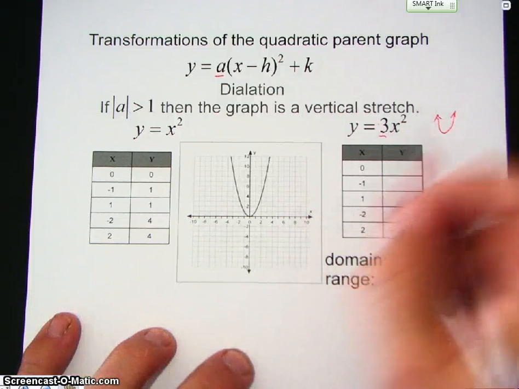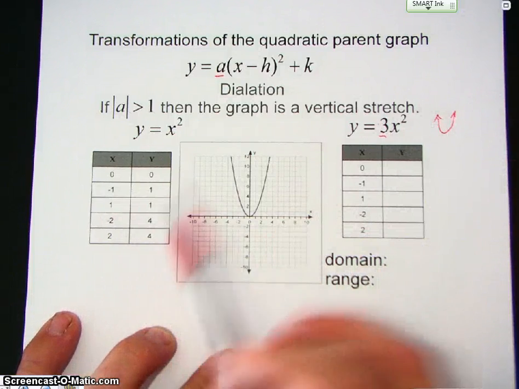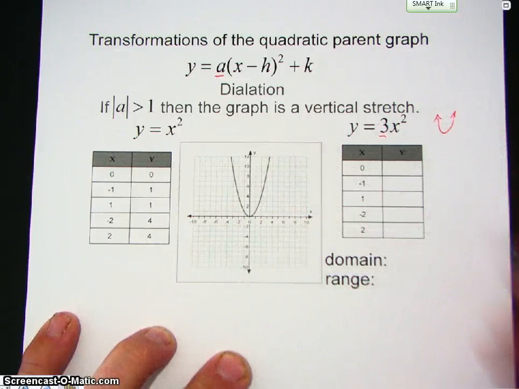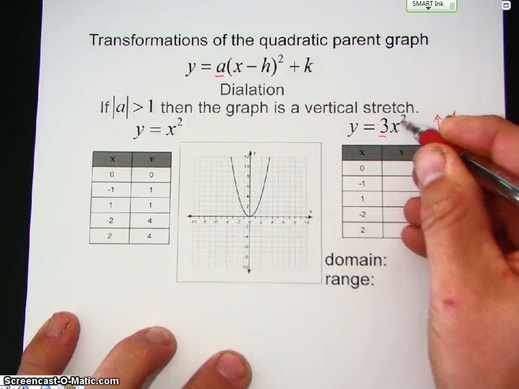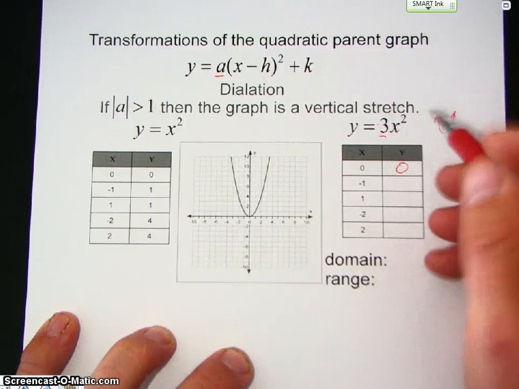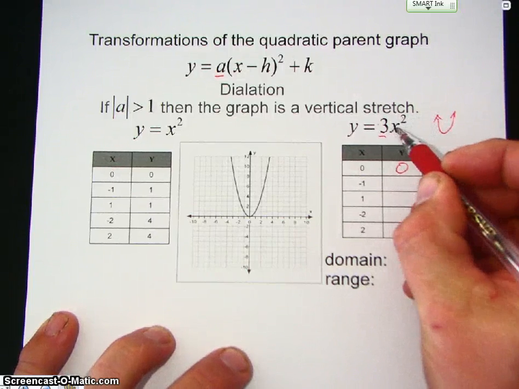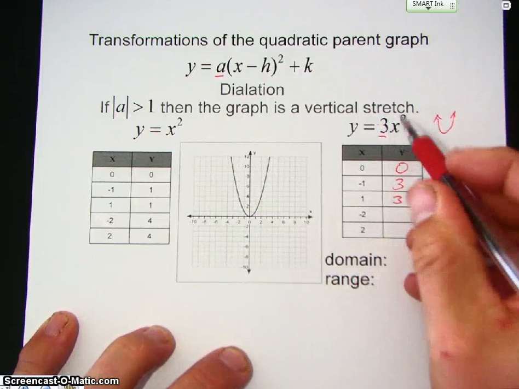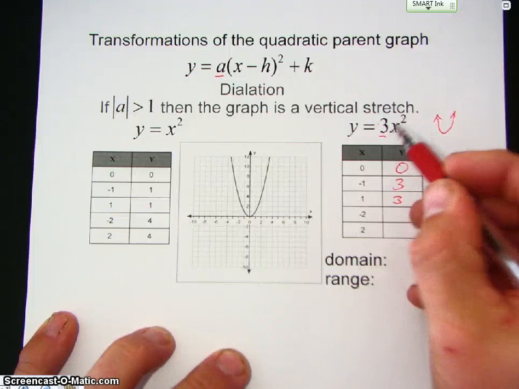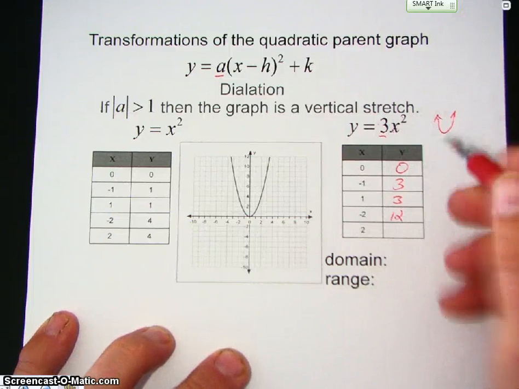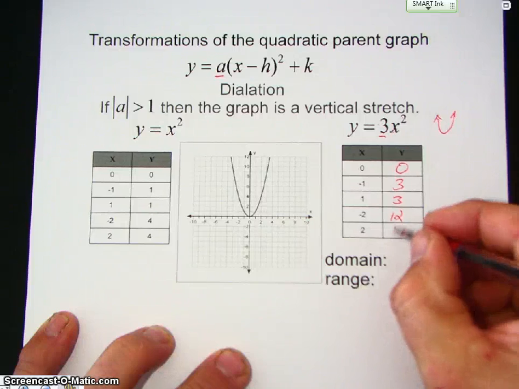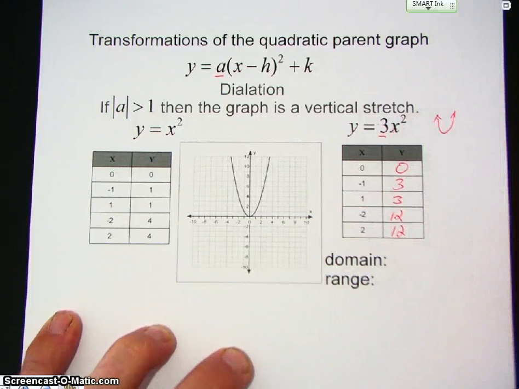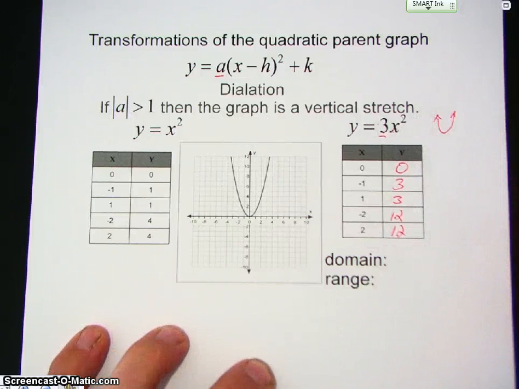So A is 3. Now here's the parent graph, and we're going to see what happens in relation to it. I plug 0 for x, and 0 times 3 is 0. Negative 1 squared is positive 1, times 3 is 3. So I get 3. Negative 2 squared is 4, and 4 times 3 is 12. And I get 12 again. You notice all my values should be positive because the square has no negative out front.